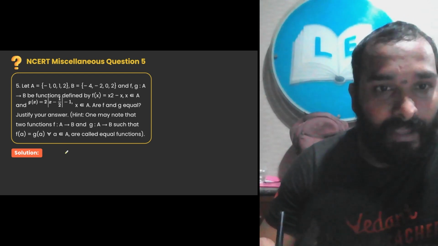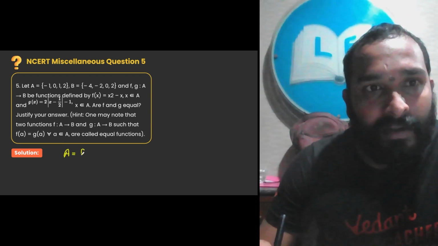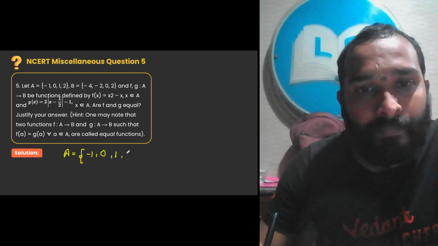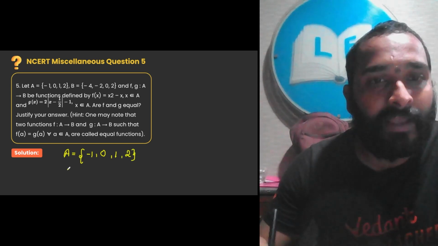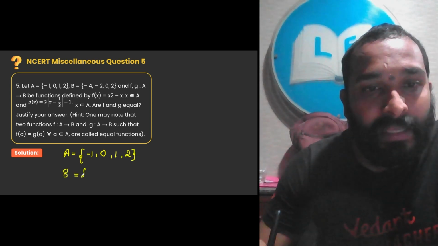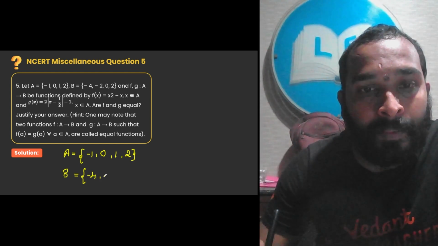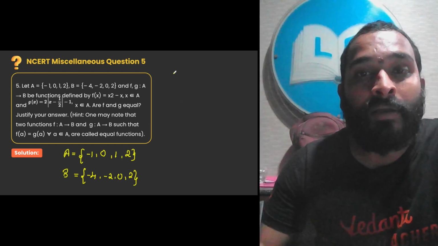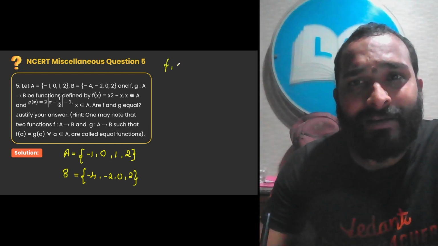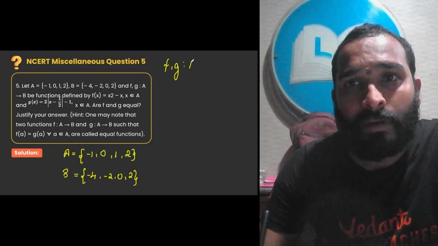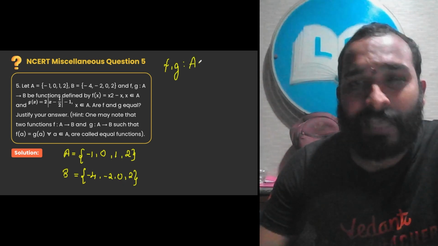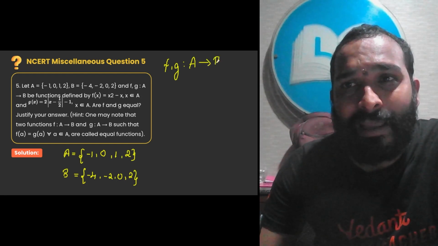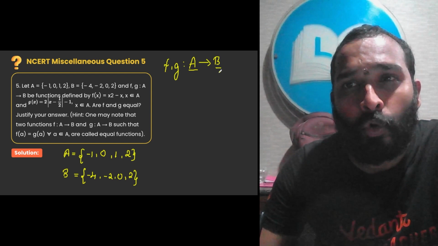They have given set A. Set A contains the elements -1, 0, 1, 2. These are the elements in set A. Set B is given as -4, -2, 0, 2. And they have clearly given that f, g are functions from A to B, that is, your domain is A and the codomain is B.